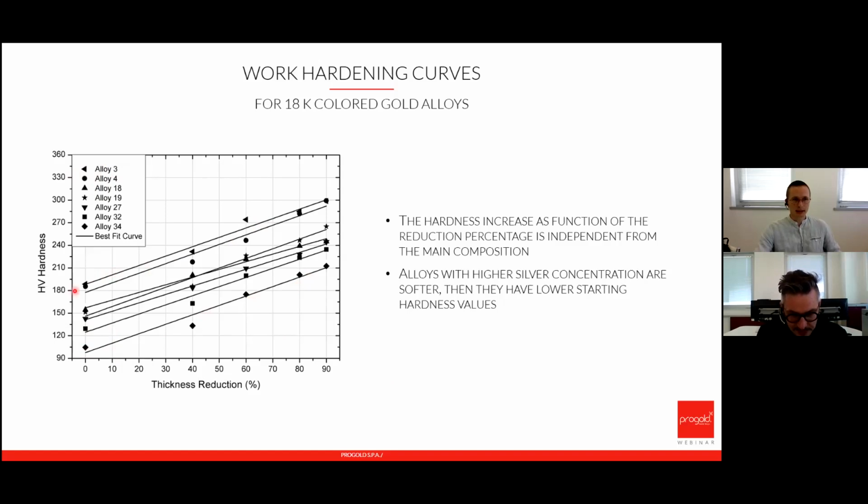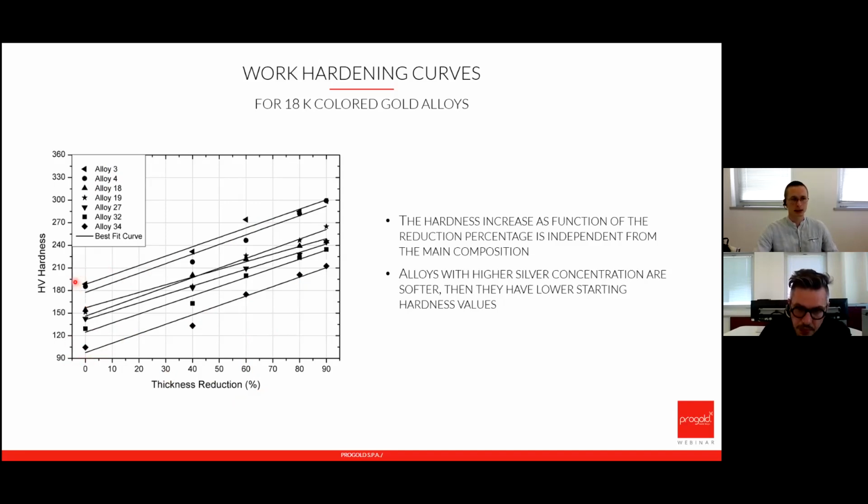We expected these results before the test because the fact that all the curves are parallel means that the hardening of the alloy is not depending on the thickness reduction, so the percentage of cold working, but it is only influenced by the starting hardness of the alloy.